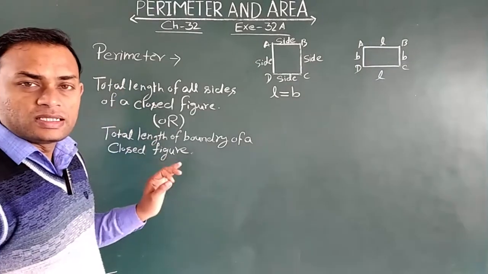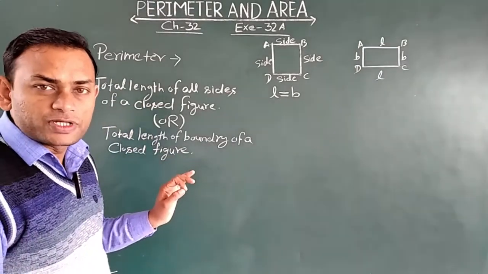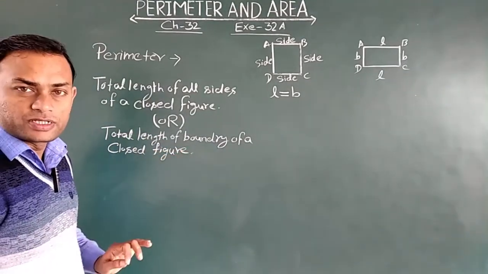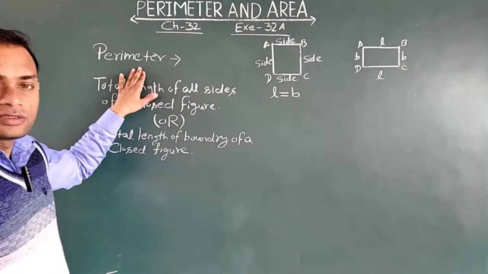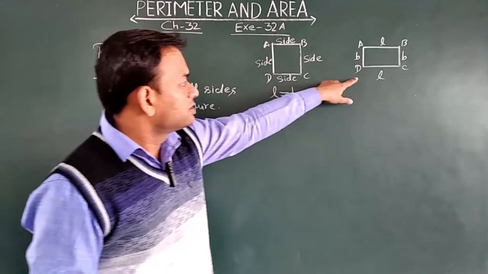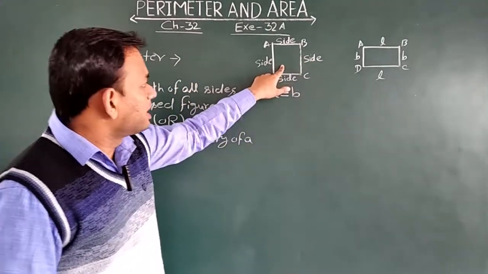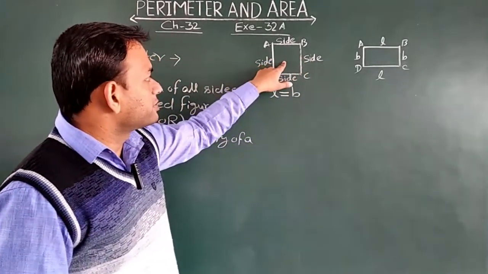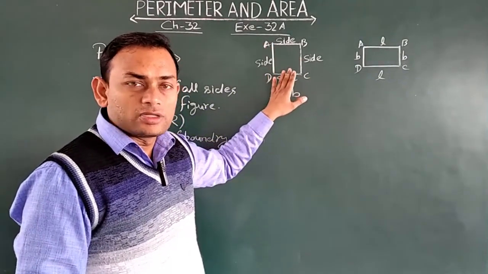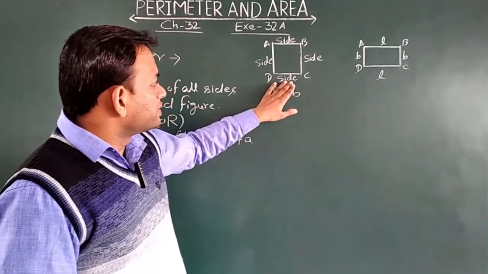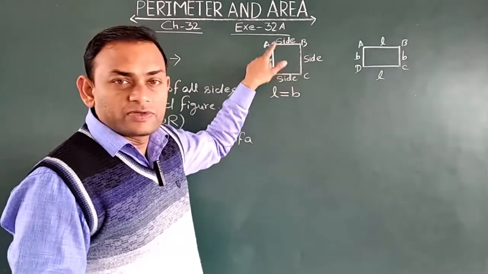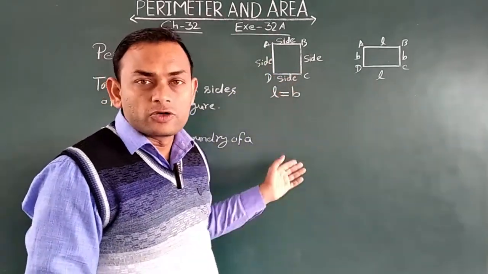The total length of all sides of a closed figure, or the total length of the boundary of a closed figure, is called the perimeter. Got it? As you can see here, I have drawn a rectangle and a square. In a square, all the sides are equal, meaning if one side is 4 centimeters or 4 meters, then the rest of the sides will also be 4 centimeters or 4 meters.